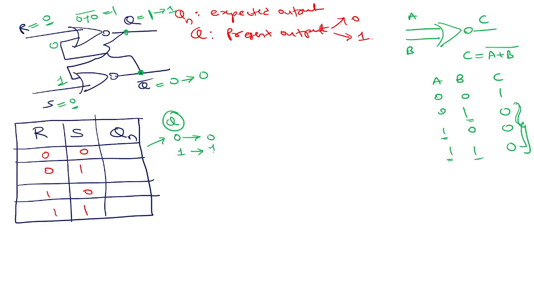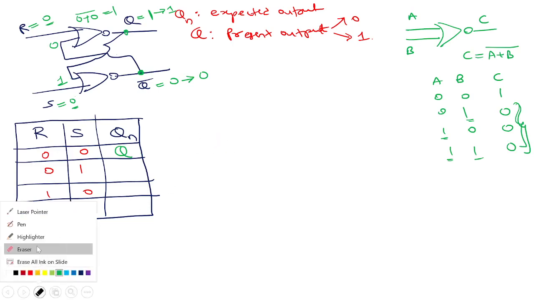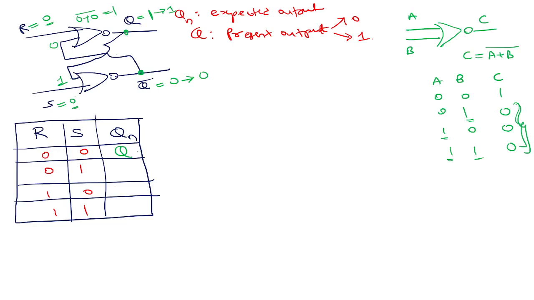Means if 0 is there, 0 will repeat. If 1 is there, 1 will repeat. That means your next state is going to be the present state, same state, right? That is what it means, right? There is no change. Means R equal to 0, S equal to 0 does not change the value of Q, right? Same state will repeat.